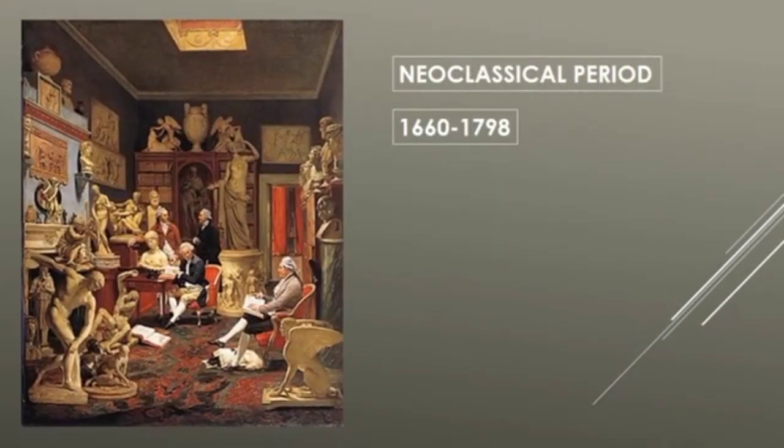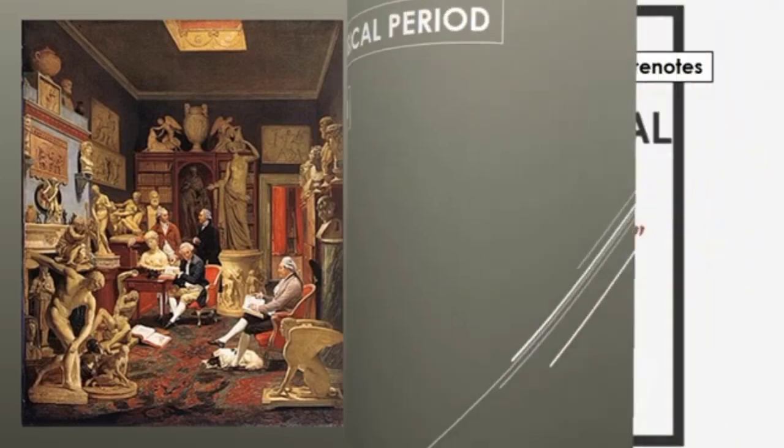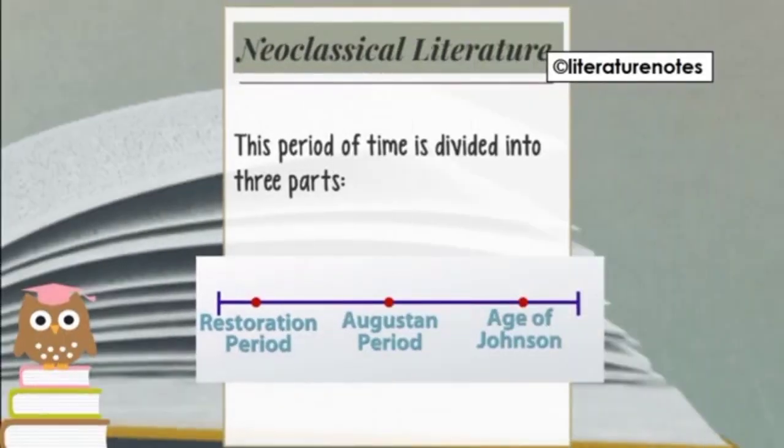Hi everyone. Today we are going to see about the Neoclassical period, that is from 1660 to 1798. So we are going to deal with the Neoclassical period in this chapter. Neo is new. Classical period of Enlightenment, age of reason, era of logic, which we are going to see, about the enrichment of this chapter and also how this Neoclassical period is divided.